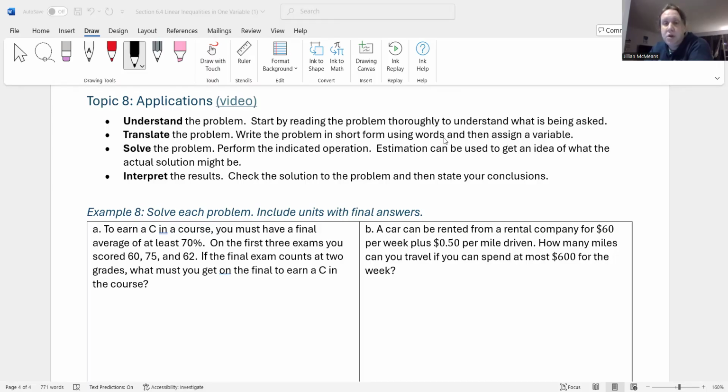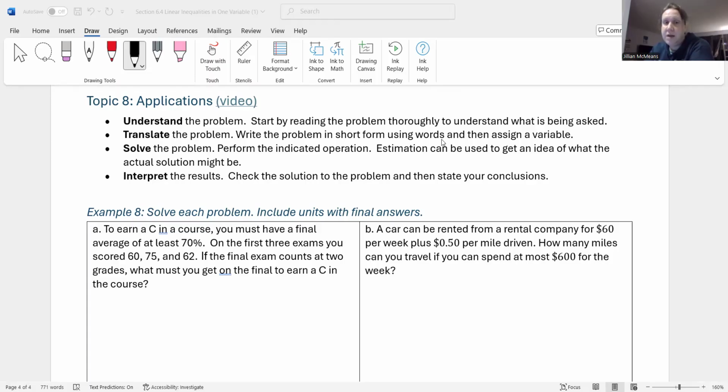Okay. You need to make sure you assign a variable. A lot of times we assign a variable to the thing we don't know. Or I don't want to say a lot of times, we always assign the variable to the thing we don't know. But in some cases, there's going to be more than one thing we don't know. And so we always assign the variable to the thing we know the least about.